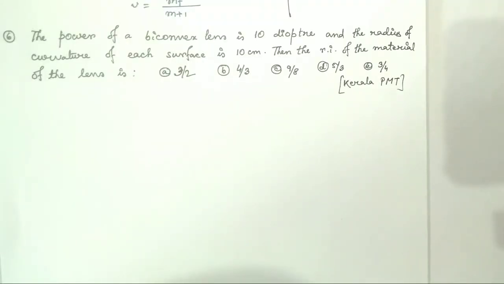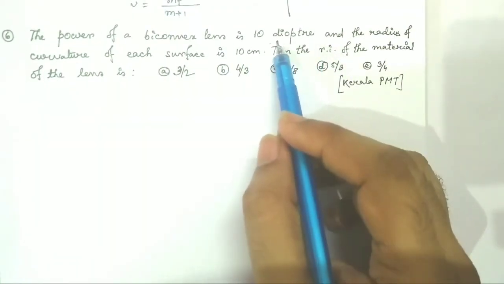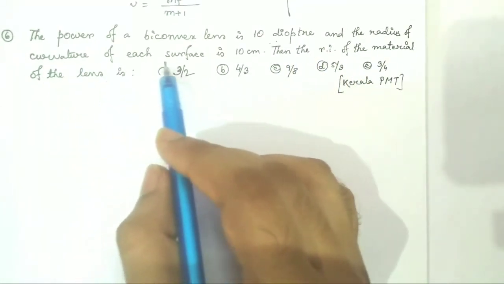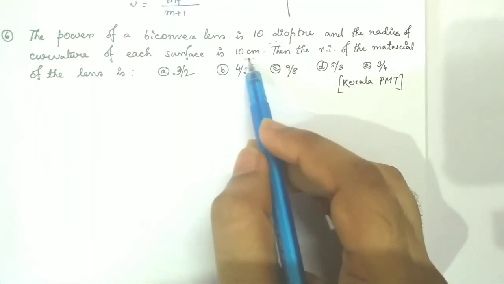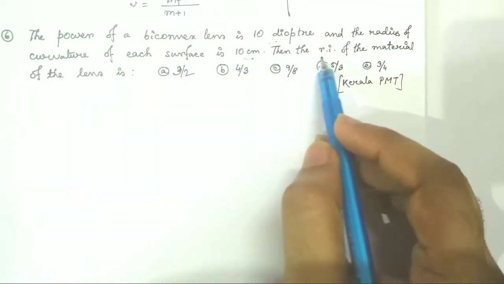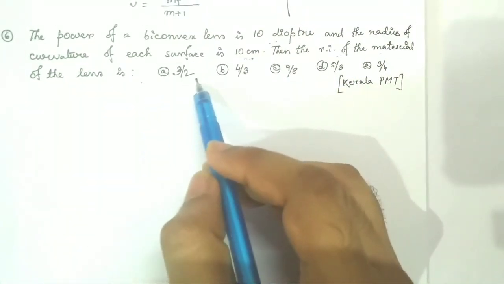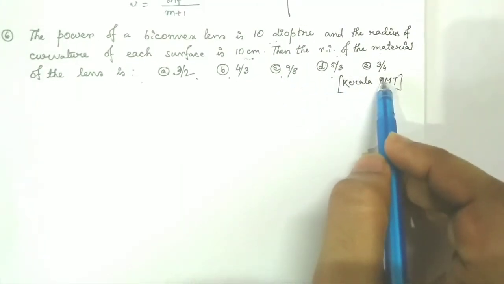Question number 6. Today's last question. The power of a biconvex lens is 10 diopter. We know the unit of power of a lens is diopter. And the radius of curvature of each surface is 10 centimeter. This is expressed in centimeter, CGS unit. Then the refractive index of the material of the lens is 3 by 2 or 4 by 3 or 9 by 8 or 5 by 3 or 3 by 4.